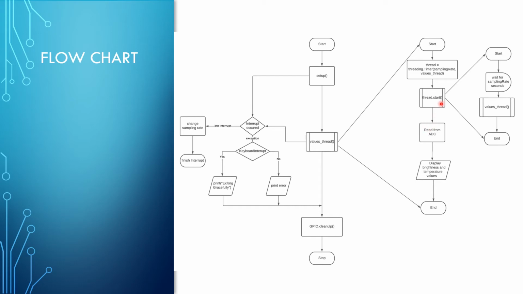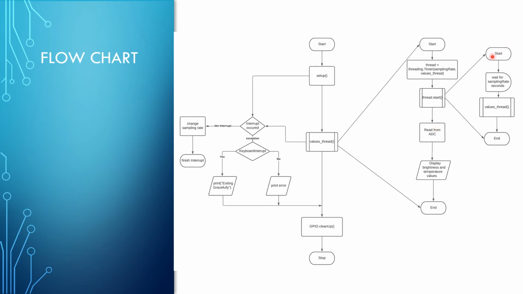And then in our current thread that we're operating on right now, we're going to read in the values stored in the ADC for channel 0 and channel 1, which are our LDR and temp sensor respectively. And then we're going to convert the value of the temp sensor to the respective temperature and output the values to the screen for both the two sensors. After that, our thread will end.